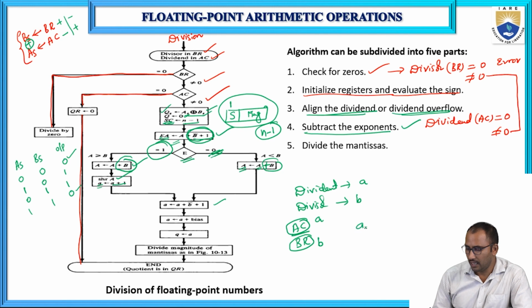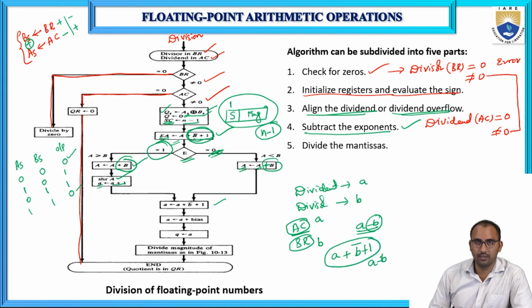How can we perform the subtraction? By taking the 2's complement of the exponent of b. How do we represent the 2's complement value? First we take the 1's complement, so b bar. To that we add 1, and that is equal to the 2's complement. This we are adding with a, so this entire thing is equal to a minus b. That means their exponents are subtracted.